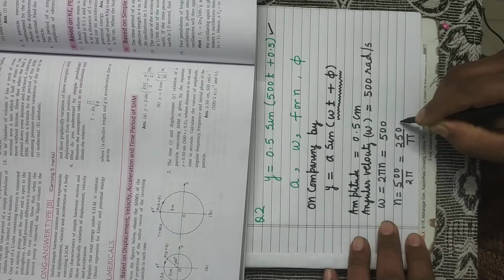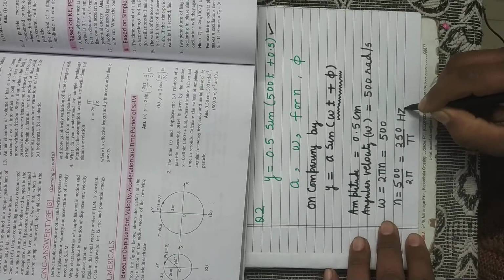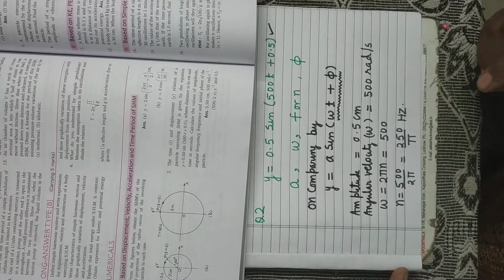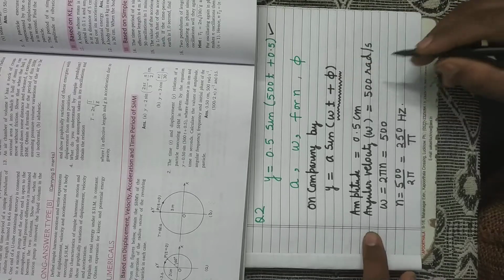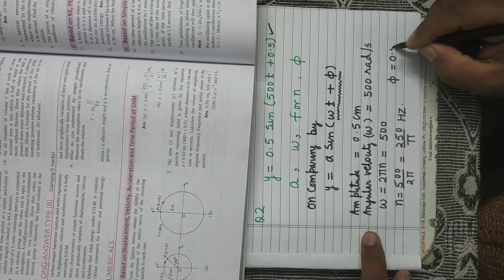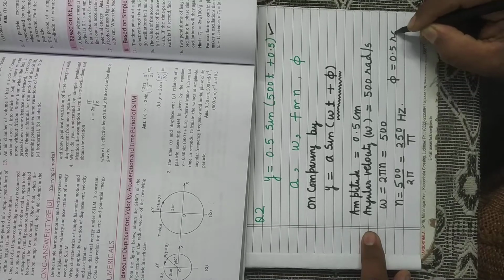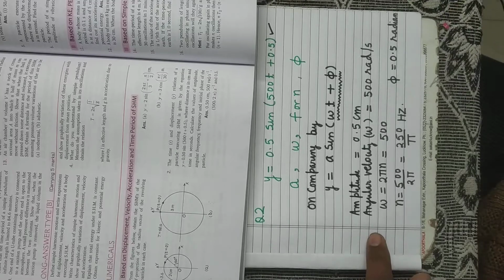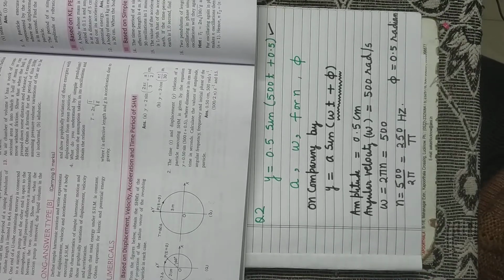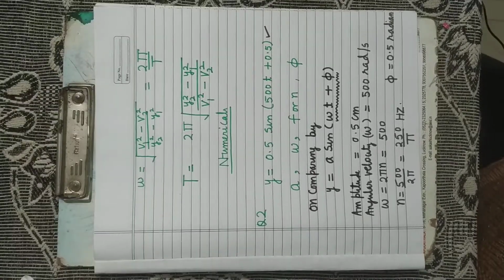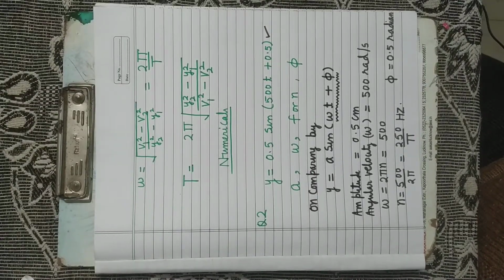And what is the unit of frequency? Hertz. Cycles per second are hertz. Then you have to find initial phase. So what is initial phase here? It is 0.5 radian. It's clear. Either you write only 0.5 or 0.5 radian. So this is the question number 2. You can see this. Now we will see question number 3.